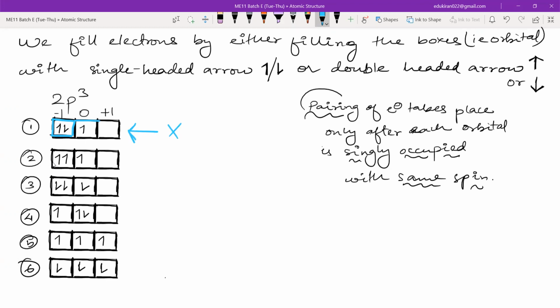So what is it violating? Whose violation is happening? Hund's rule. Very good. Okay, Abdul Wahid, did you understand this? Please tell me yes or no. Yes, okay. Now, Shoaib, what about the second one?